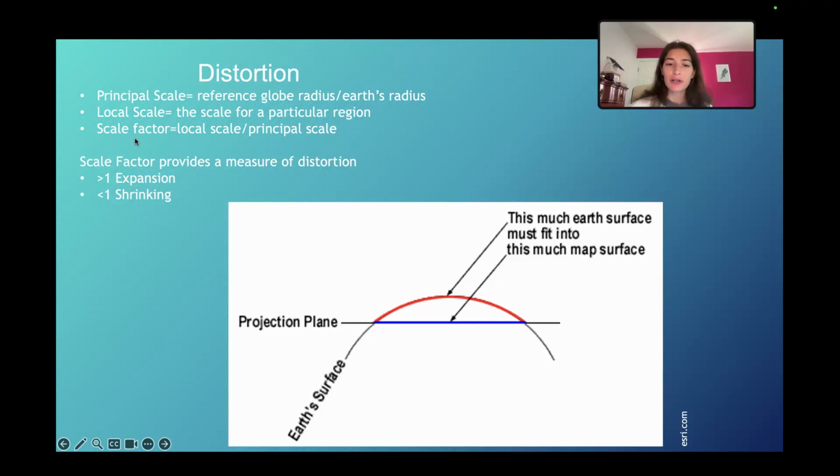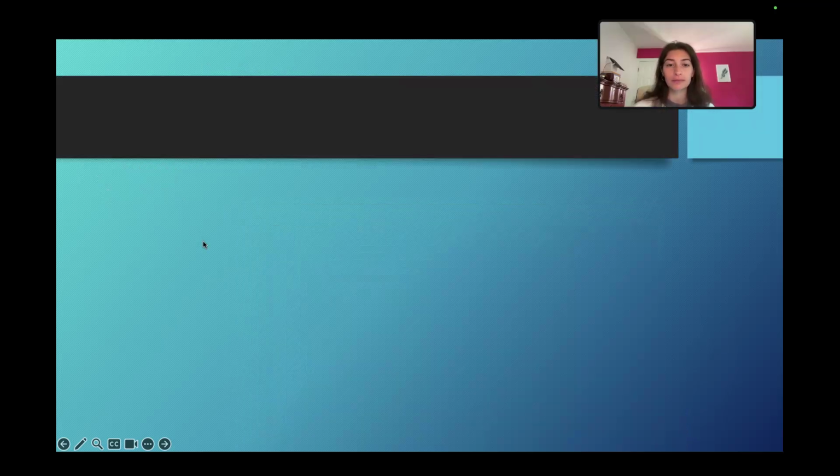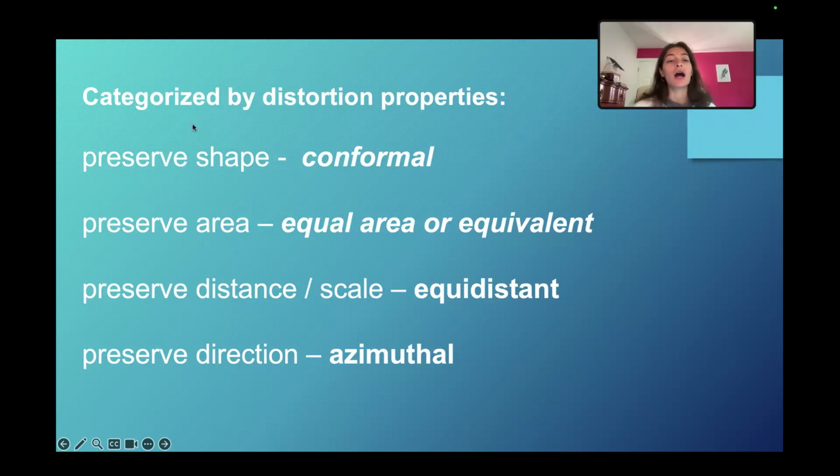Distortion. We've talked about distortion a really good bit at this point. For distortion, we can look at principal scales, local scales, and the scale factor. Scale factors provide a measure of distortion for us. If it's greater than 1, there's an expansion distortion. If it's less than 1, there's a shrinking distortion. These are your main takeaways from this slide.